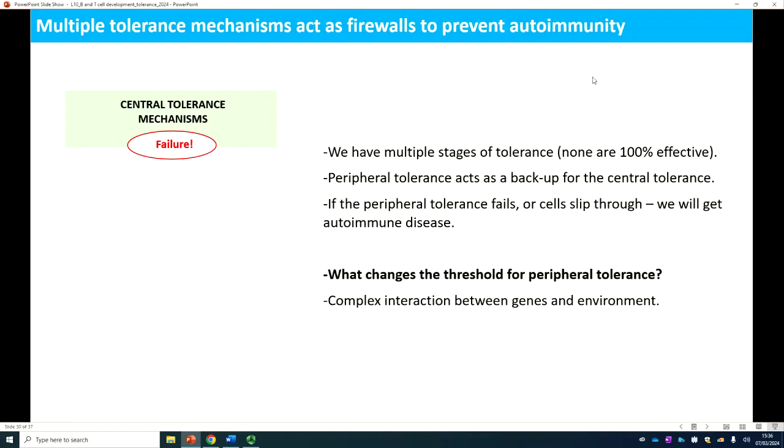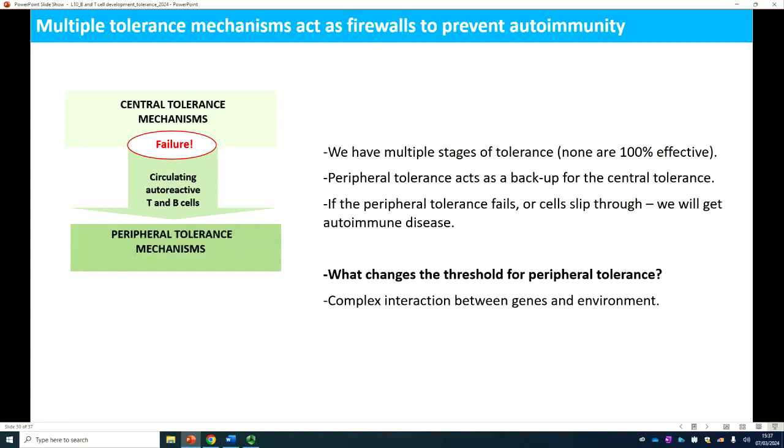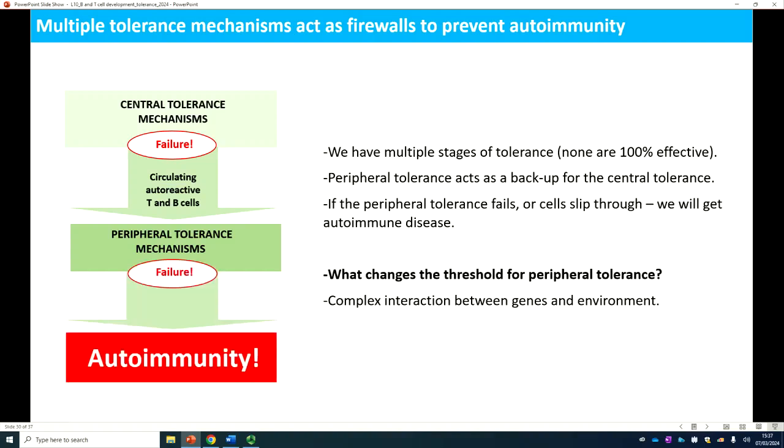So if we look at this with a view to autoimmunity, essentially we have these multiple mechanisms or stages, if you want to view them, a little bit like firewalls. So we have our first one, which is our central tolerance. And as I mentioned, none of these are going to be 100% effective, unfortunately. So if the central tolerance fails, we're going to get circulating autoreactive T cells and B cells. So these are essentially slipping through the net. But we have our second firewall, which is peripheral tolerance. But should that fail, then obviously we're going to get autoreactive T cells entering the periphery unchecked, and we're going to result in autoimmunity.